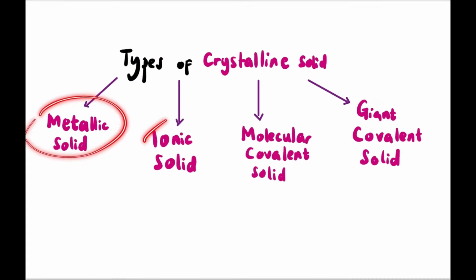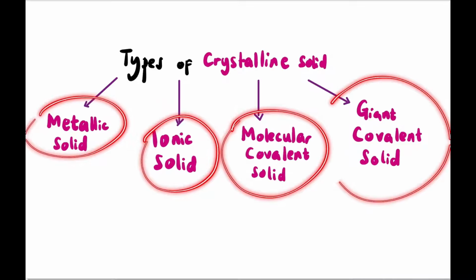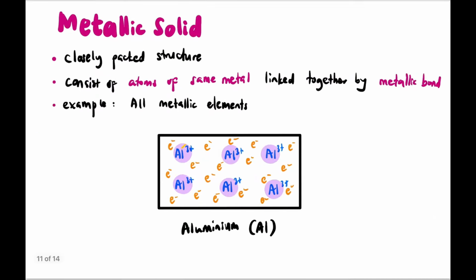Now let's go into detail on the types of crystalline solid. There are 4 as mentioned: metallic, ionic, molecular covalent, and also giant covalent. So metallic solid is a closely packed structure. It contains atoms of the same metal linked together by metallic bond. We have learned this before. Examples are all metals. The example I give here is Al3+. Do you still remember this model? The sea of electrons.